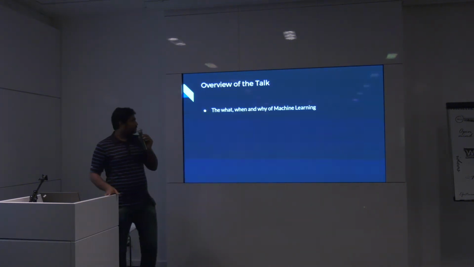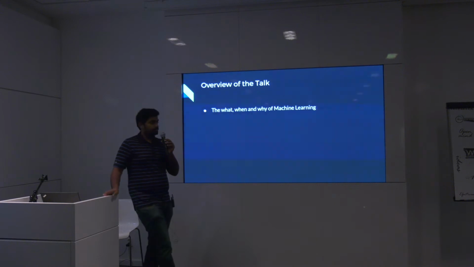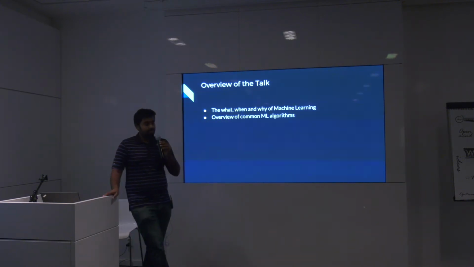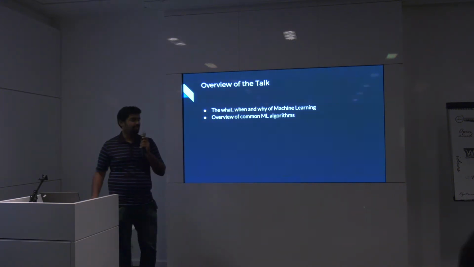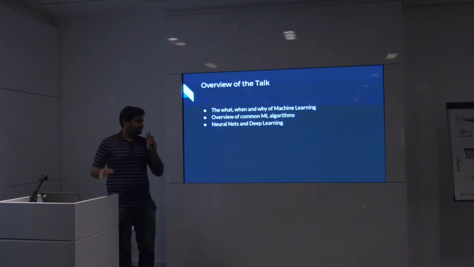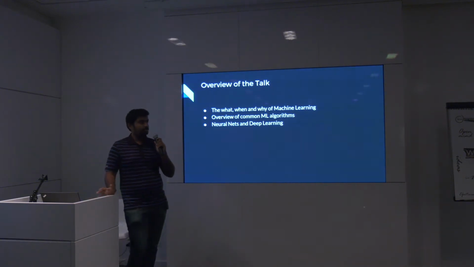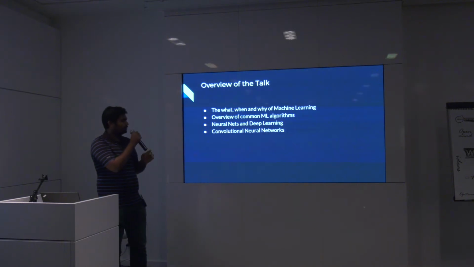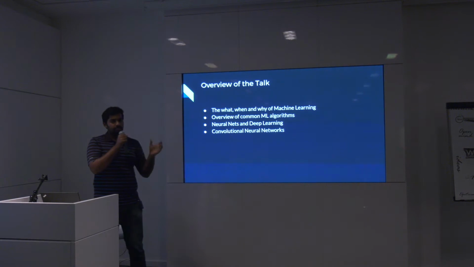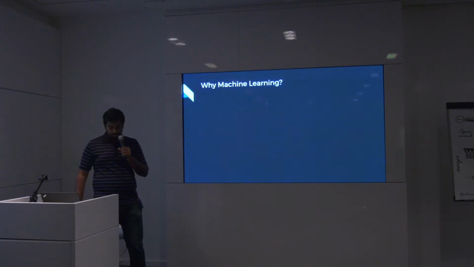So the talk is going to be about the what, when, and why of machine learning. So we're going to go over an overview of common machine learning algorithms a bit before the neural network craze came in. And then, of course, we're going to talk a little bit about what neural networks are, how you learn in neural networks, and what's deep learning. And finally, we're going to talk about convolutional neural networks, which are the common architecture that's being used widely nowadays.